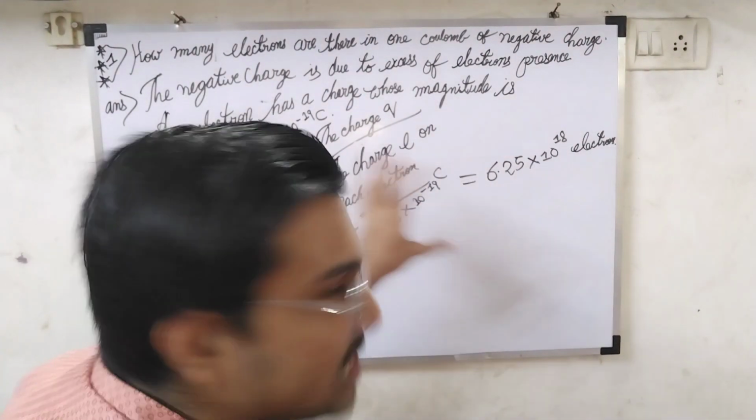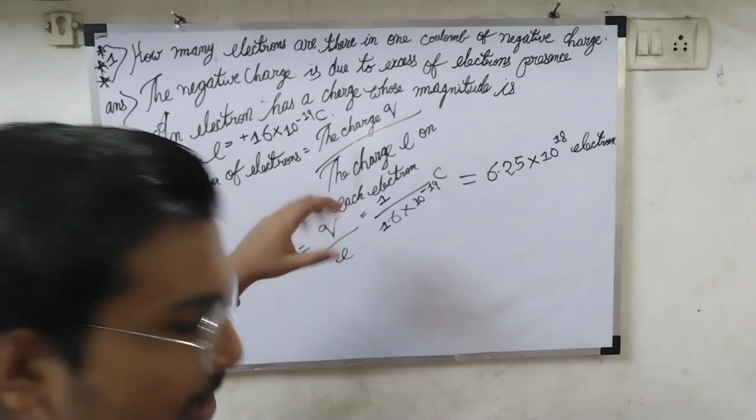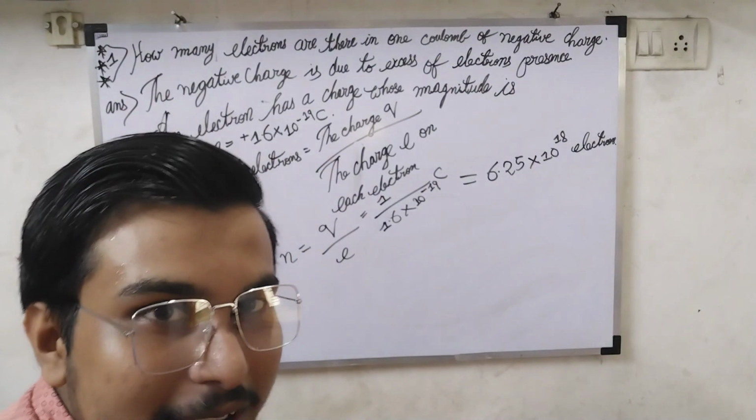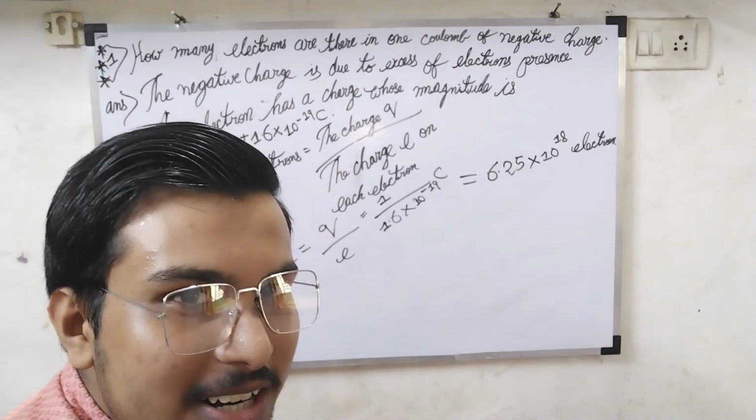So you have seen all this. I have written it down. I think you have understood it properly. So with this I am going to end my class. Hope you have understood it very well.